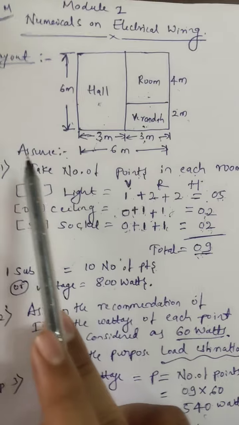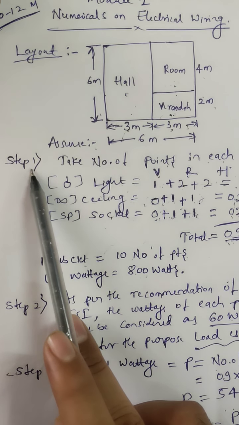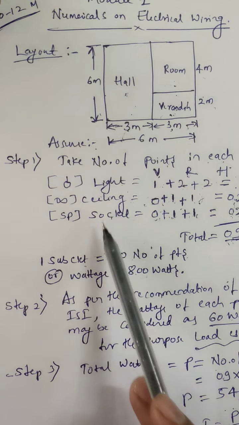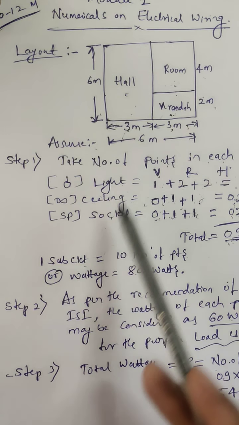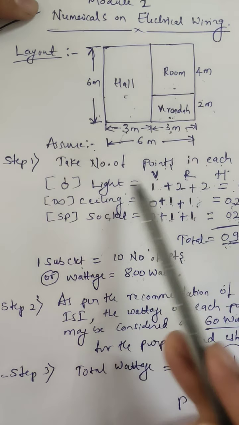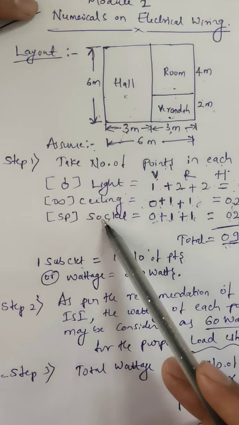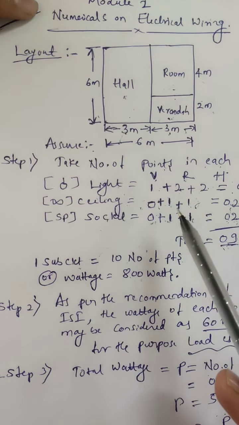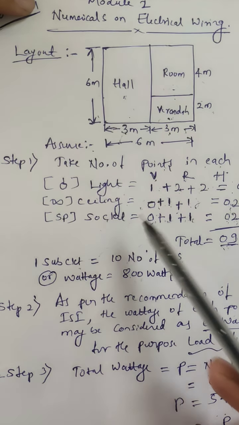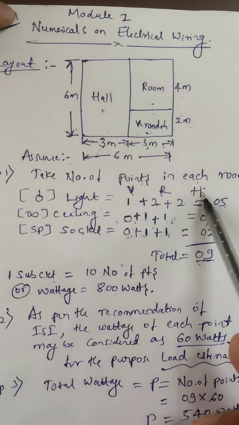The first step is that we have to assume the total lighting points, total ceiling points and total socket points required for this layout. So in this layout we have to assume how many lighting points are necessary, how many ceiling points are necessary, and similarly how many socket points should be taken as per the Indian standards. Now I have taken the three locations here. V means veranda, R means room, H means hall.